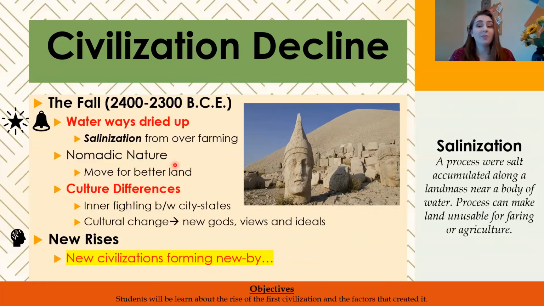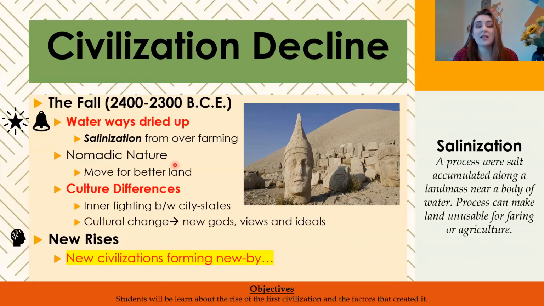On top of that, even though it had been quite a few hundred years since people were nomadic hunter-gatherers, they still had that nature, that desire for moving if something went bad. They weren't going to try to fix it. They were just going to move on. And so after a while, when the Mesopotamian civilization began to decline, people would say, you know what, this isn't working. We're going to go over here where there is a nice piece of land. And so they just moved, as well as cultural differences. You have infighting between the different city-states because, remember, they have different cultures, gods, and belief systems, as well as cultural change. New gods, views, and ideas of life began to develop as people moved from hunter-gathering to agriculture, and then from one type of agriculture to another.